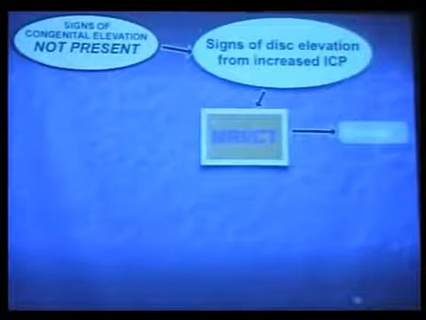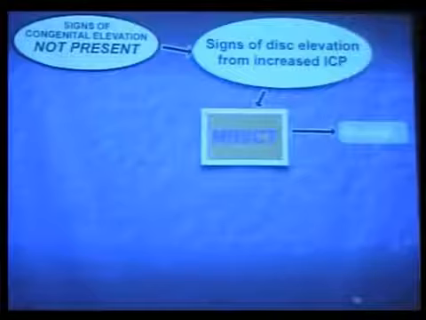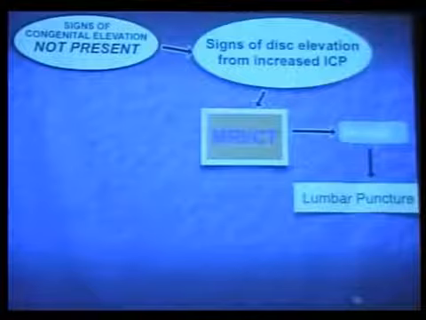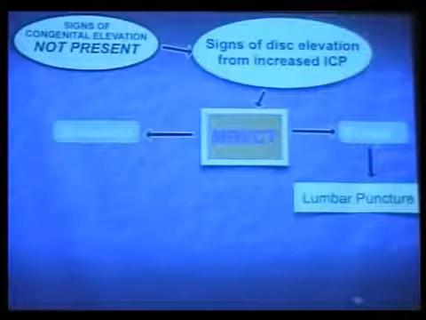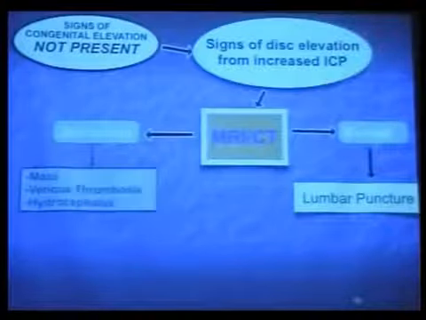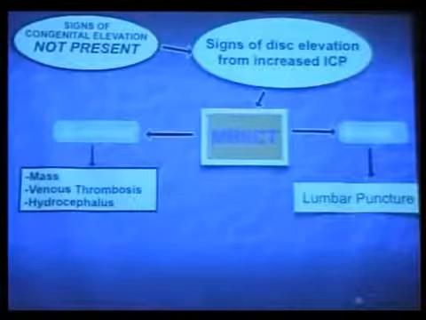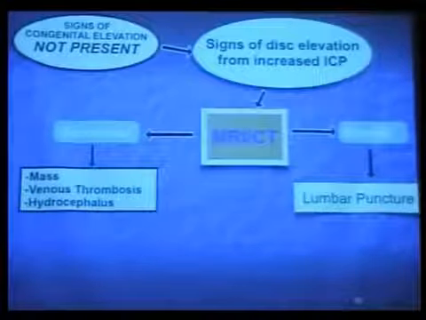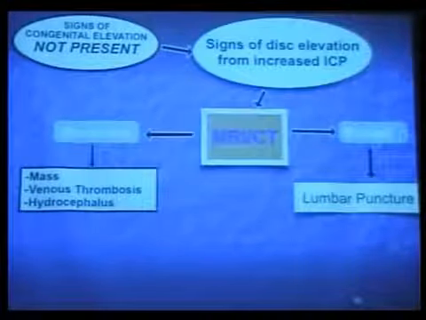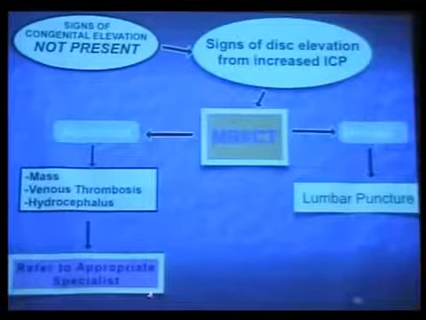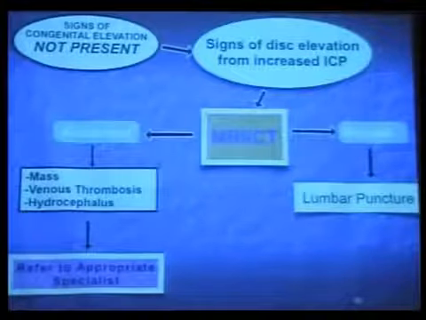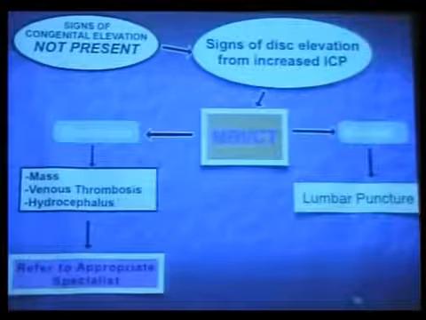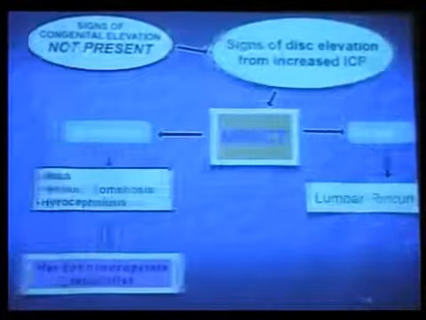If it's normal, and I'm convinced that the patient has papilledema, then I will send the patient for a lumbar puncture. If the MR is abnormal, then I'll send the patient on. And it's abnormal how? Either there's a mass, a venous thrombosis, hydrocephalus, meningitis, or something else, then that patient gets referred to the appropriate person to take care of that. So this is the schema, and at the end of the talk we're going to wind up down here, and we'll finish the talk down there.